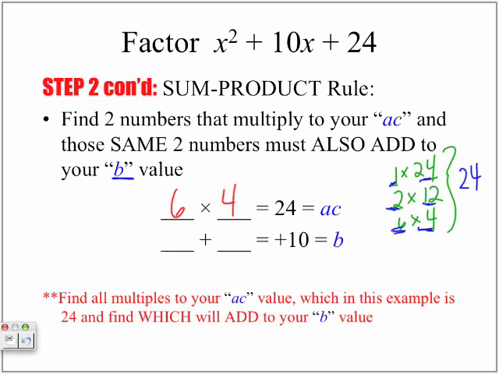Okay? If we keep them positive, 6 plus 4 will give us our 10 value. So that's really what we're trying to do. We're trying to find multiples of our AC value, and our multiples here happen to be 6 and 4. Because if we use 6 and 4 and add them, we get the sum, our value here in our quadratic expression.